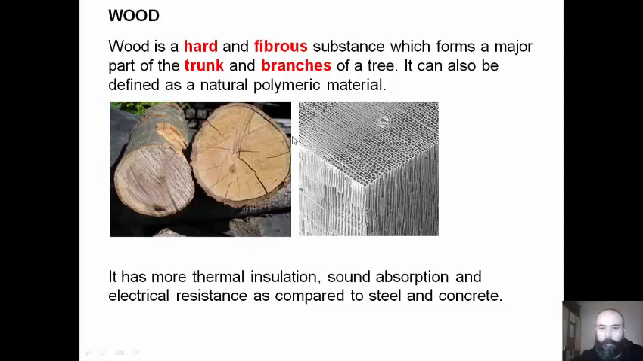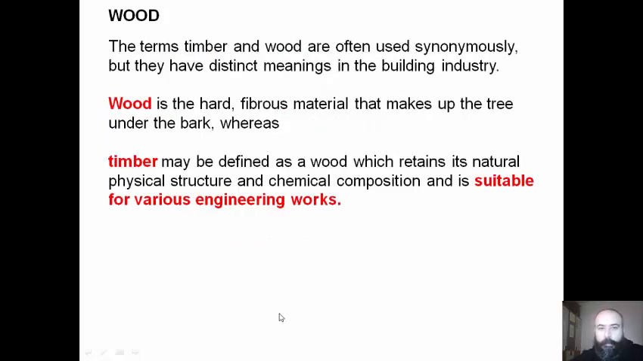Wood is a hard and fibrous substance which forms a major part of the trunk and the branches of a tree. It can also be defined as a natural polymeric material. It has more thermal insulation, sound absorption, and electrical resistance as compared to steel and concrete. The terms timber and wood are often used synonymously, but they have distinct meanings in the building industry. Wood is the hard, fibrous material that makes up the tree under the bark, whereas timber may be defined as wood which retains its natural physical structure and chemical composition and is suitable for various engineering works.